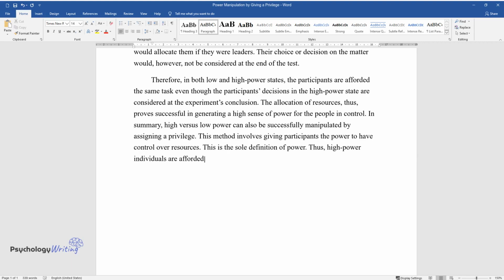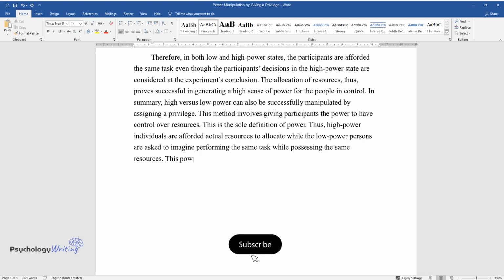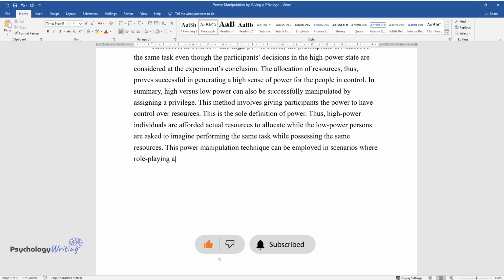Thus, high-power individuals are afforded actual resources to allocate while the low-power persons are asked to imagine performing the same task while possessing the same resources. This power manipulation technique can be employed in scenarios where role-playing and writing task recall are likely to be unsuccessful.